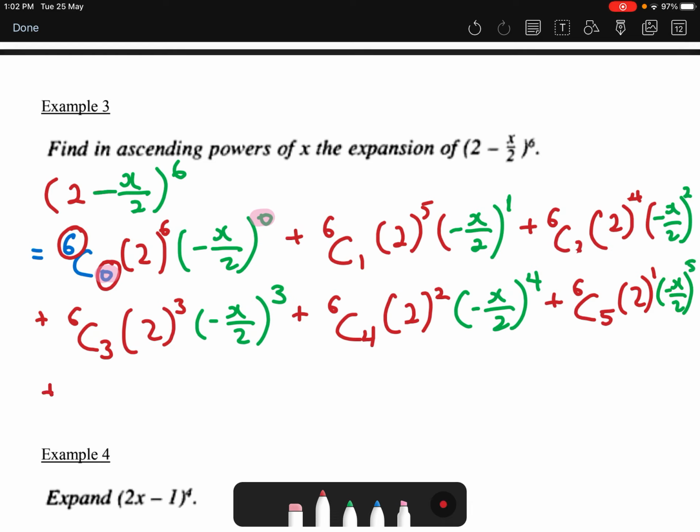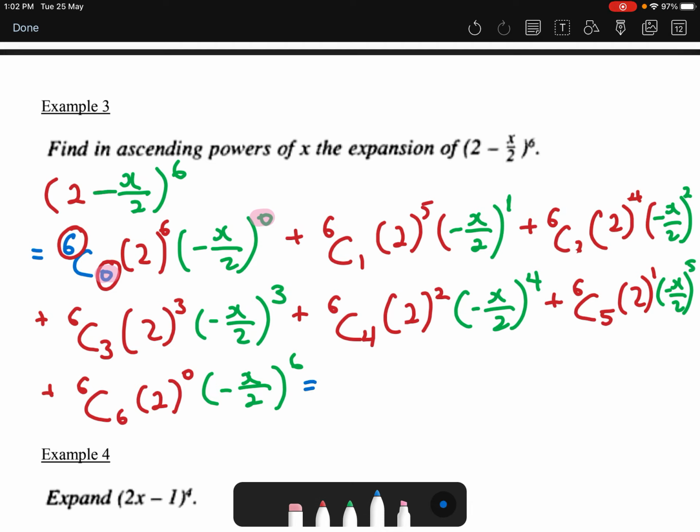Okay, last term, 6 choose 6, 2 to the power of 0, because 6 minus 6 is 0. Then this is minus x over 2 to the power of 6. So you just evaluate everything out and you will get your answer. Let me just evaluate.